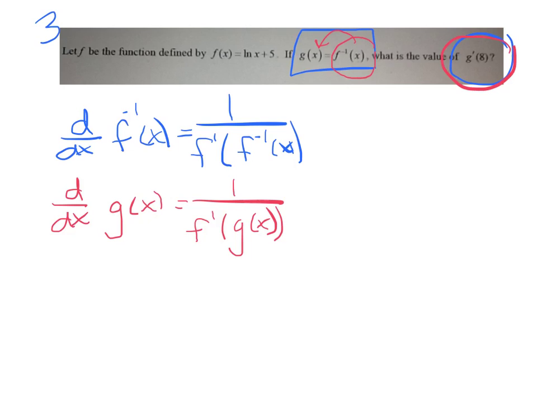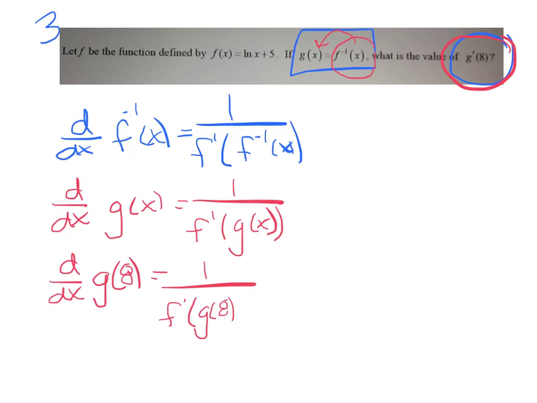Okay, I'm evaluating g prime of 8, so I've got the derivative of g of 8. It's 1 over f prime of g of 8. Now at this point, I don't have g of 8. I don't even have f of 8, or f of something equals 8. So again, I'm going to take 8 and plug it into g, which is the inverse. And I just want to be clear, when you plug into the inverse, you are plugging into y.